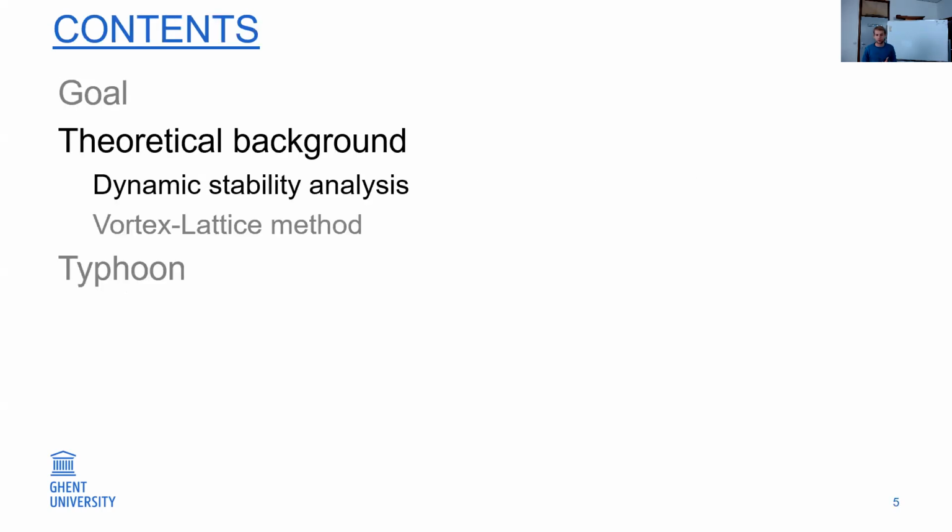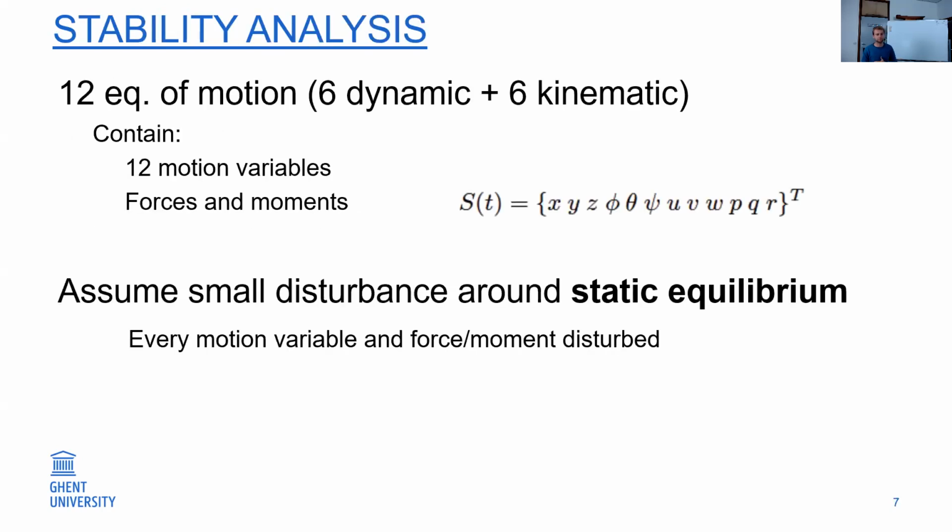Now some theoretical background. What is a dynamic stability analysis and where does it come from? To reiterate, dynamic stability assessment is a way to quantify stability, to really get a number on stability and on the dynamic behavior of the hydrofoil craft. It all starts from the 12 equations of motion. So you've got 6 dynamic equations, your force balance and your moment balance, and 6 kinematic equations. In these 6 kinematic equations, it's nothing more than, for example, the time derivative of your position being a speed.